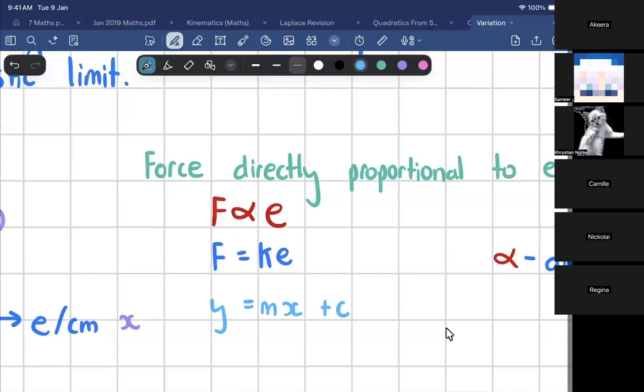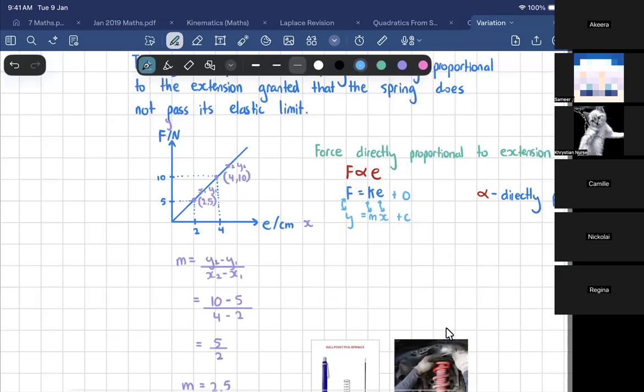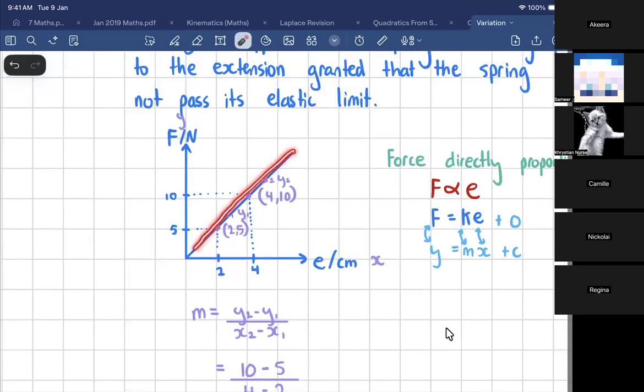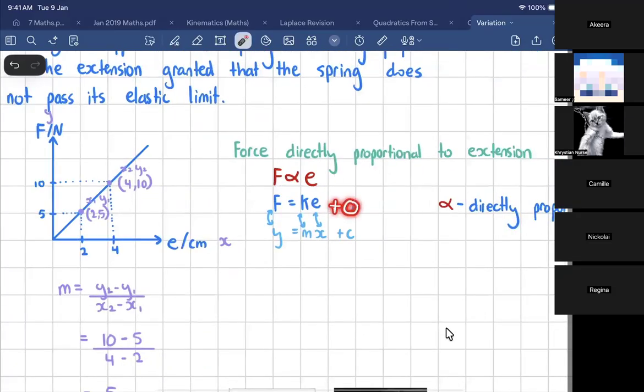So, Hannah, if you compare F is equal to ke to y is equal to mx plus c, you realize that y is force, m is going to give you the gradient, and x is going to give you extension. And we don't have anything else, so the y-intercept is just 0, 0. You can see that because when you look at the graph, the line passes through what? 0, 0. Correct, which is the origin. So it makes sense that the y-intercept is 0.